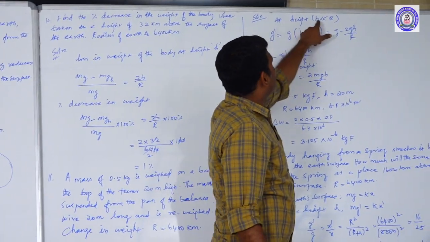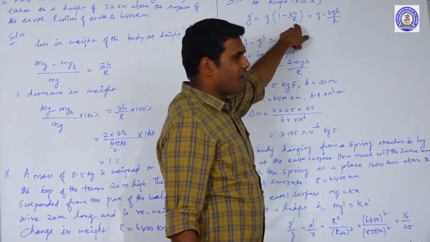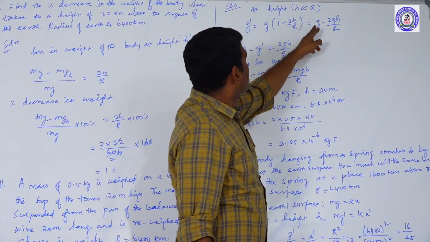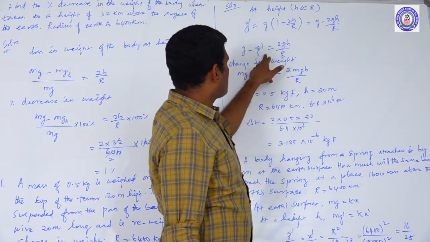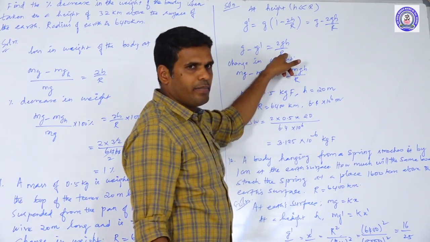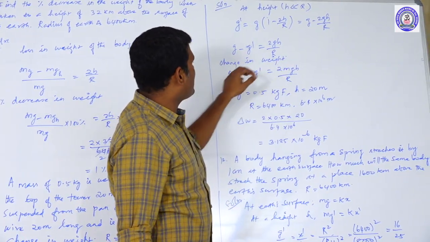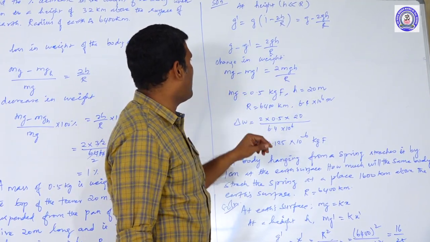At a height h very much less than r, you will have g prime equals g into 1 minus 2h by r, which is g minus 2gh divided by r. g minus g prime, the change in the value of acceleration due to gravity, is 2gh divided by r. The change in the weight is mg minus mg prime, which is equal to 2mgh divided by r.